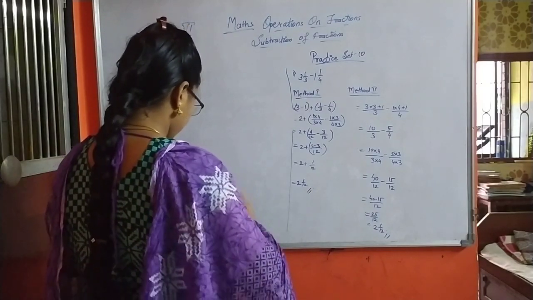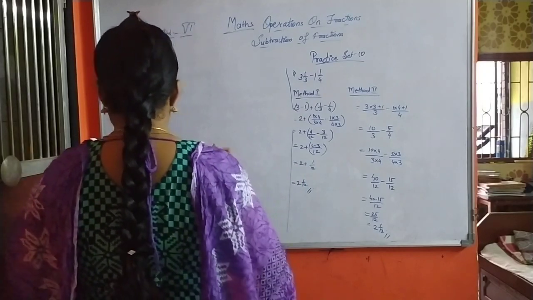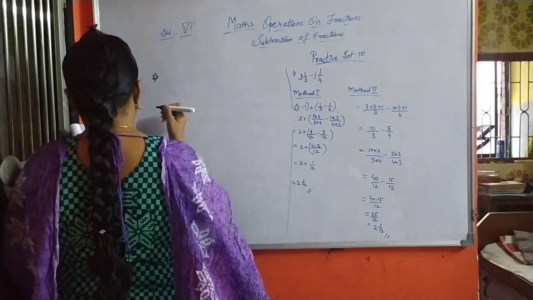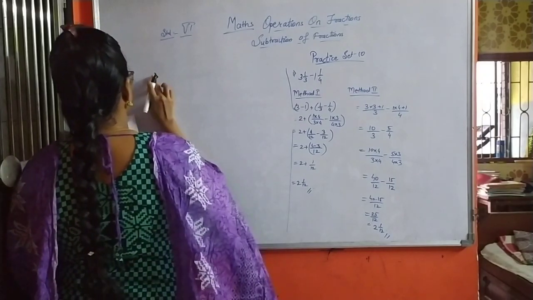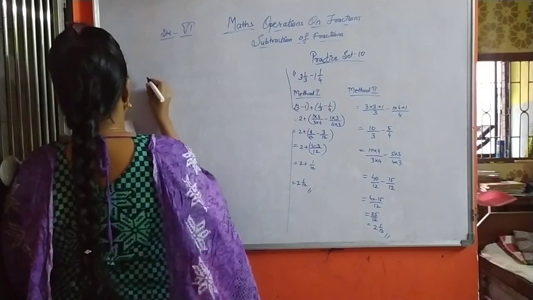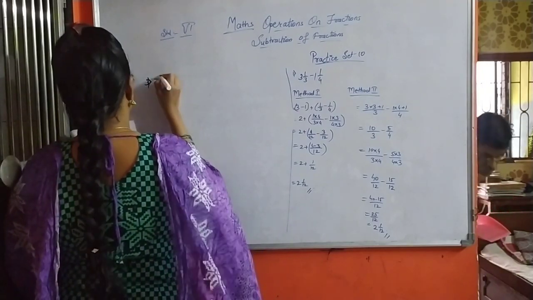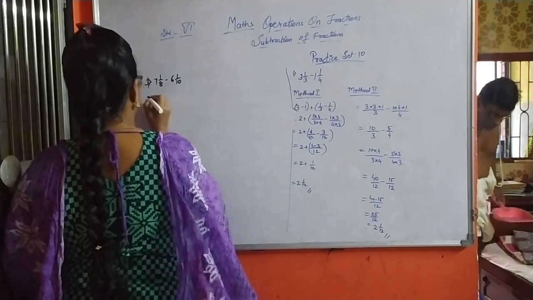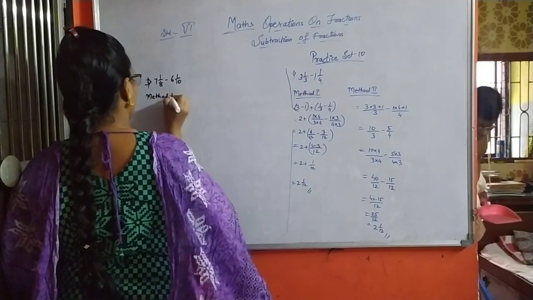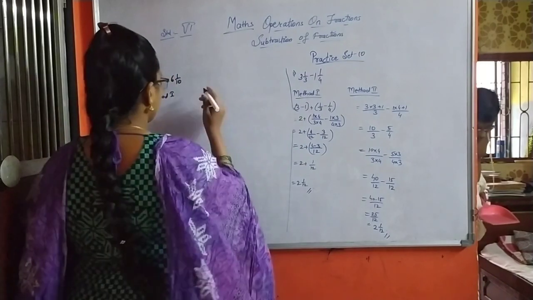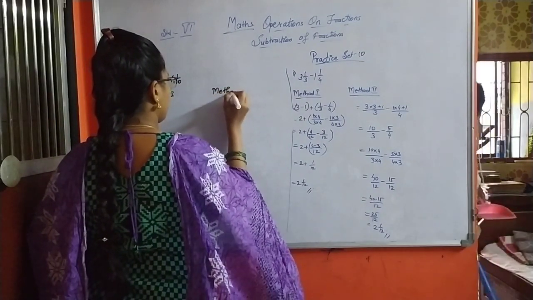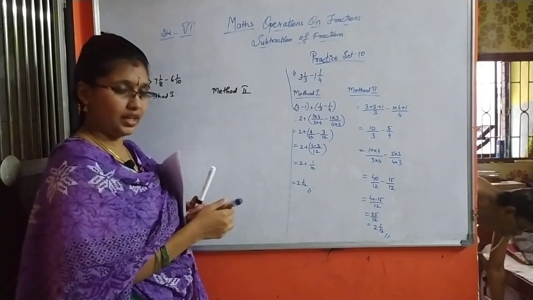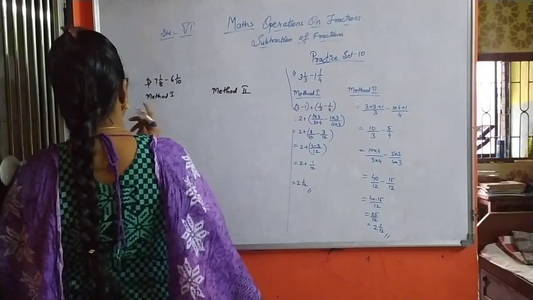Coming to the next question, I'll take up the third question because the second one is also so easy. So the third one, 7 1 upon 8 minus 6 1 upon 10. So method 1. Method 2. Now in method 1, integral numbers are to be taken on one side and fractions on the other side.